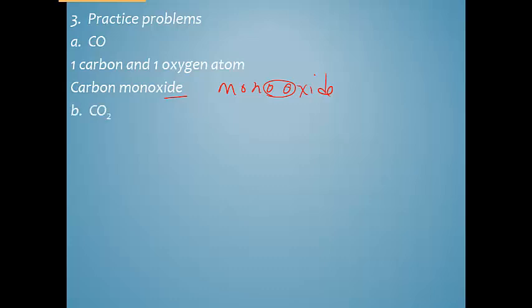Now CO2. Again, we're not calling it carbon oxide since it's molecular, only now we have 1 of our carbon still, but we have 2 of our oxygen atoms. So because of that 2, that is going to change the prefix that we use. Instead of saying carbon monoxide for 1 oxygen, it's now going to be, you guessed it, carbon dioxide.